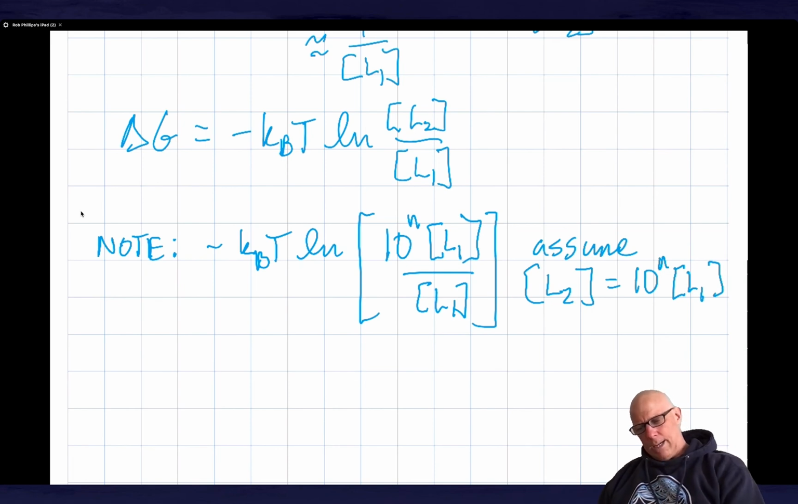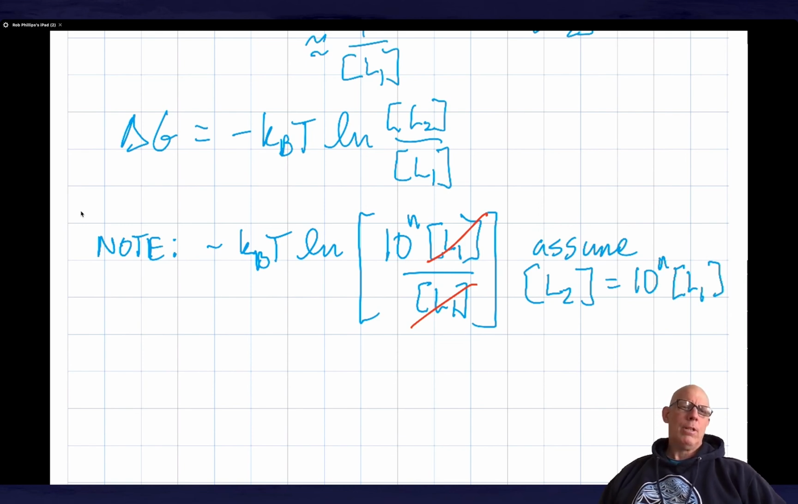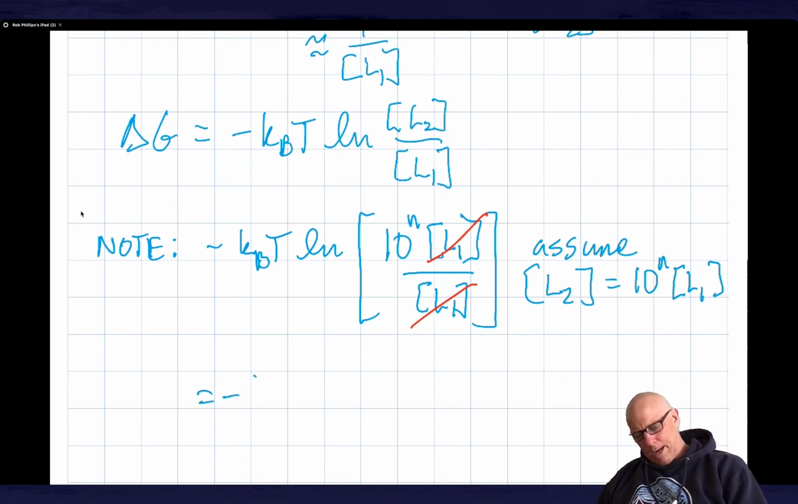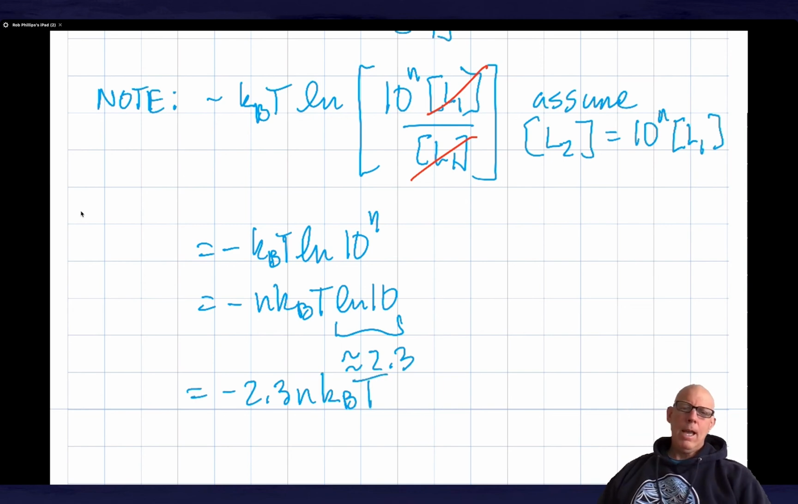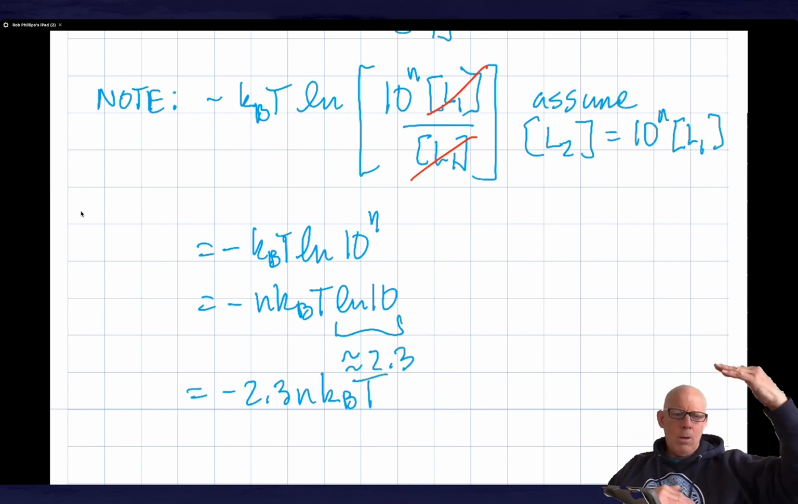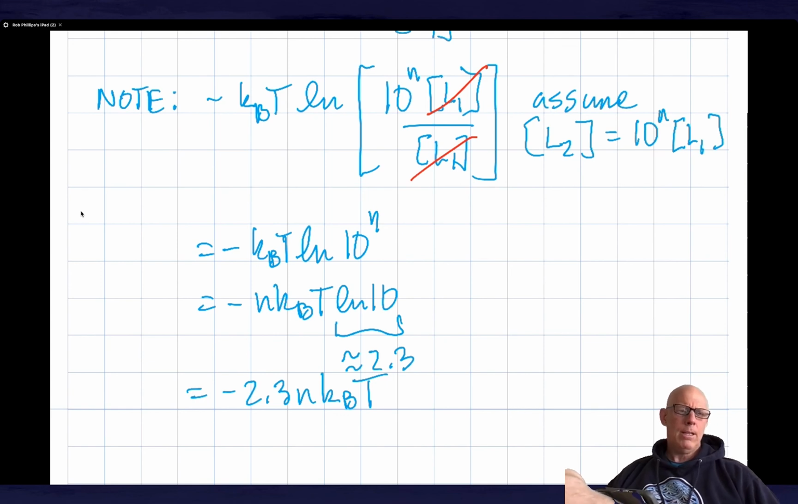So, I can cancel these L1s. Basically, I'm just writing L2 is proportional to L1. I'm just giving you some proportionality constant. And so I plug that in, and this leaves me with minus KBT, and then log of 10 to the n, which is equal to minus n KBT log 10, which this log 10, I hope you remember, is roughly 2.3. So this whole thing is minus 2.3 n KBT, and so we see that a 10-fold excess on one side relative to the other is worth 2.3 kTs. If I have a 100-fold, it's worth 4.6 kTs, and so on.